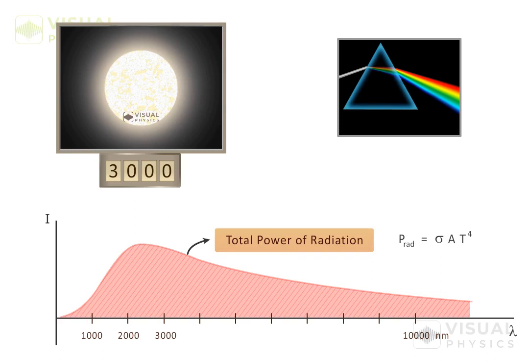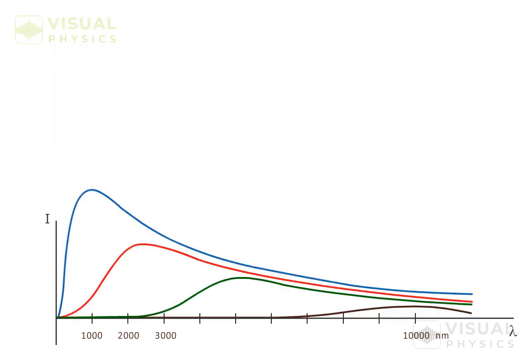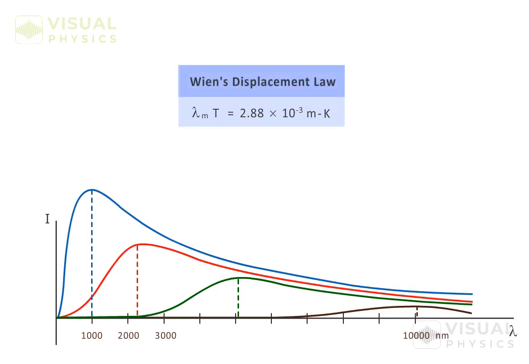So though the total power of radiation is simply related to the temperature by this equation, the distribution of energy over various wavelengths is not that simple. However, note that the dominant wavelength of radiation by a black body at a particular temperature is related to its absolute temperature by this simple equation, which is known as Wien's displacement law.